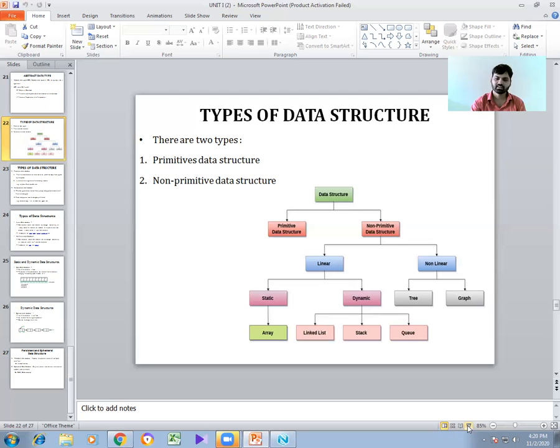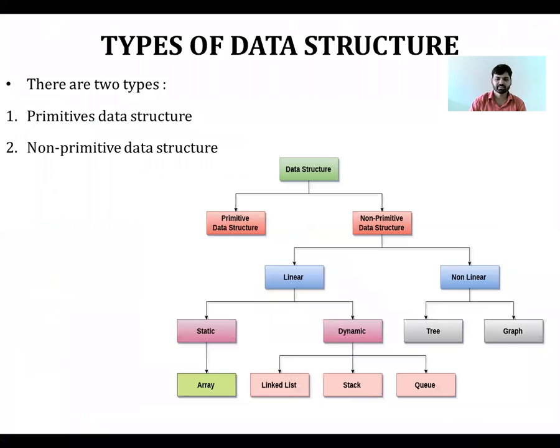In a linear data structure, all elements or all data information is systematically stored in a sequential manner, or we can also call it a linear manner. That is called a linear data structure. Then a non-linear data structure: data is not stored in a sequential manner. It may be in tree form or it may be in graph form.